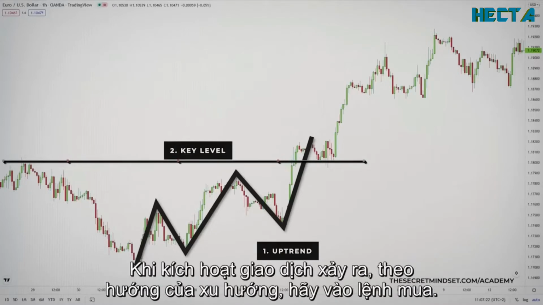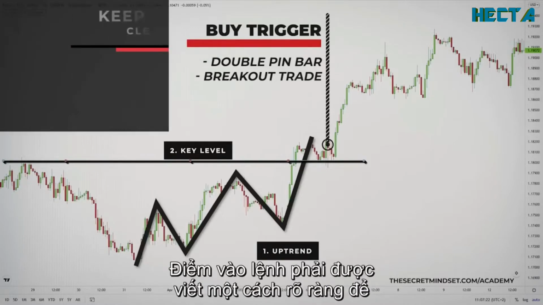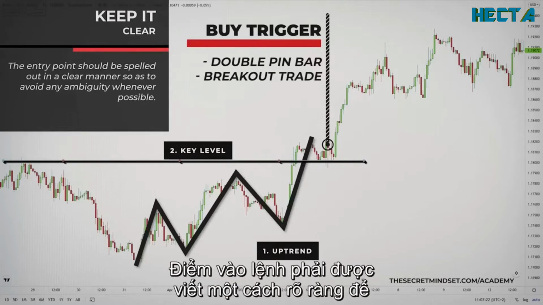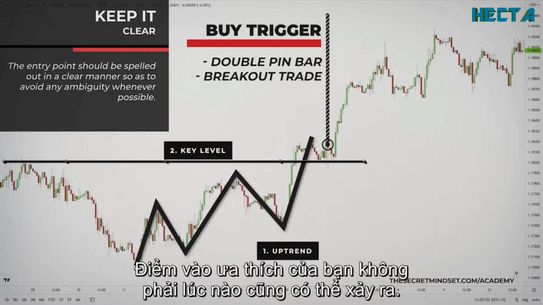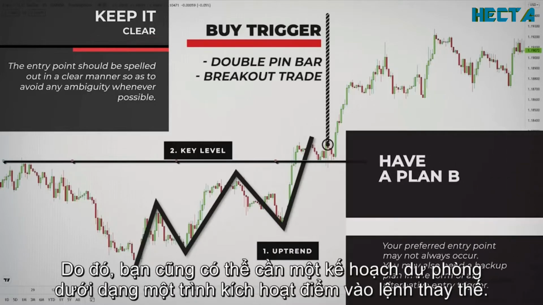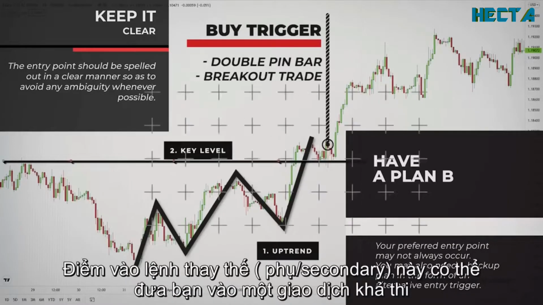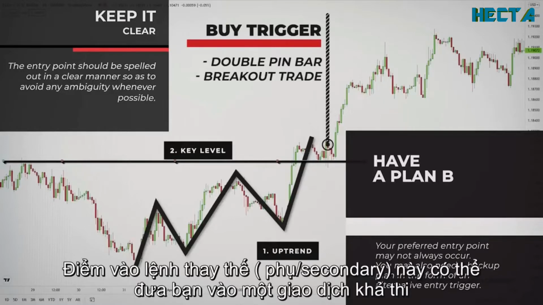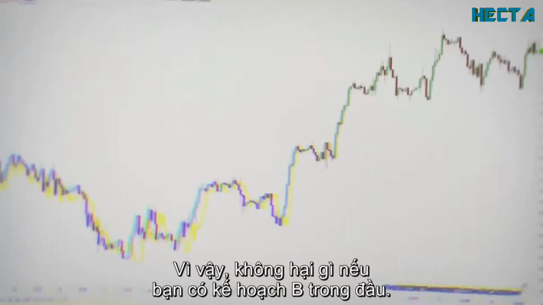When a trade trigger occurs in the direction of the trend, you enter long. Here we have a double pin bar rejection, which shows bullish pressure in an uptrend at a support level. The entry point should be spelled out in a clear manner so as to avoid any ambiguity whenever possible. And one important note, your preferred entry point may not always occur. As such, you may need a backup plan in the form of an alternative entry trigger. This alternative entry can get you into a viable trade setup when your preferred entry point doesn't occur, so it doesn't hurt to have a plan B in mind.